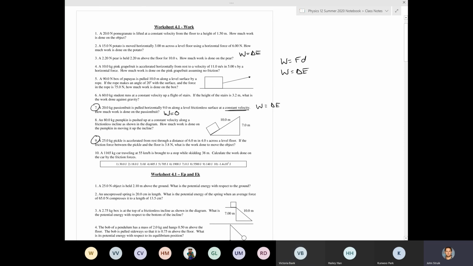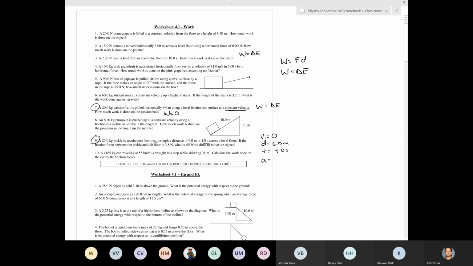Okay, and then number 9, a pickle is accelerated from rest through a distance, with a given friction force between the pickle and the surface, and what is the work done to move the object. So this one we're going to need acceleration. So we have rest, we have distance, we have time. So VI equals 0, starting at rest. The distance it travels is 6.0 meters in a time of 4 seconds. Okay, and so with that we can find our acceleration.